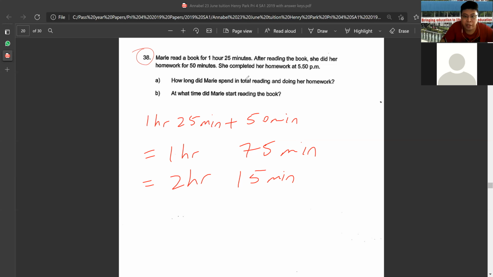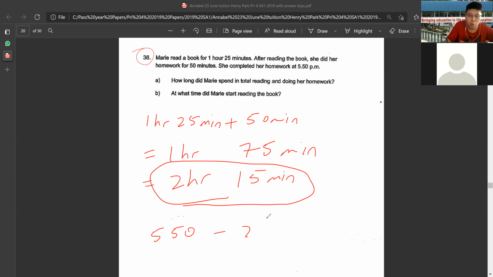How long did Maria spend in total reading and doing her homework? This is how long she spent reading and doing her homework: 2 hours, 15 minutes. So what time did she start reading the book? 5:50 minus 2 hours, 15 minutes. That is 3:35 p.m.